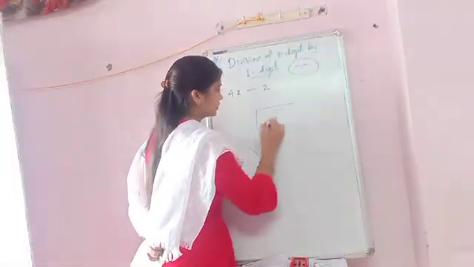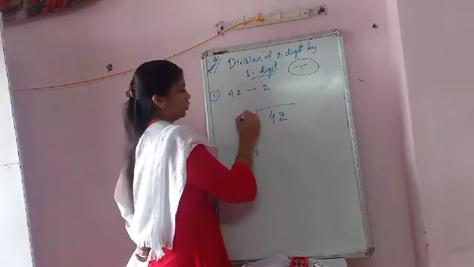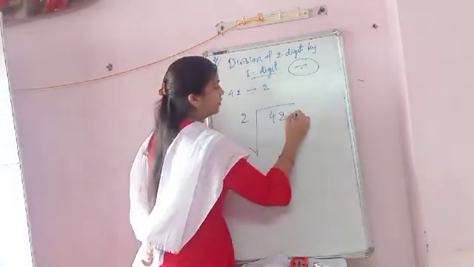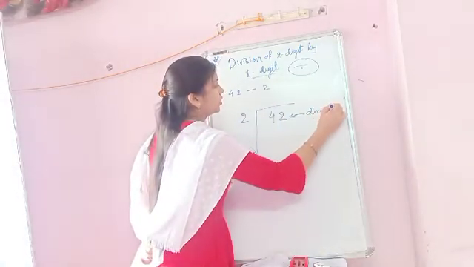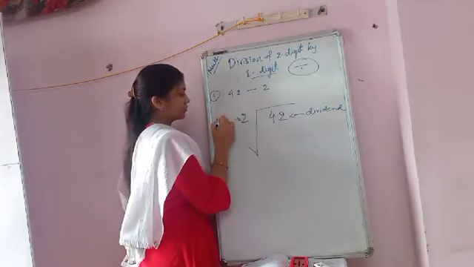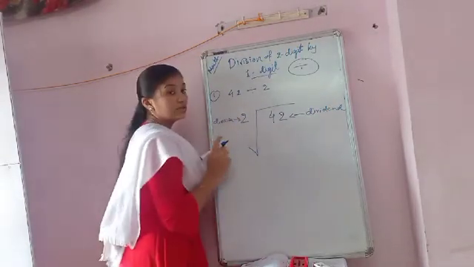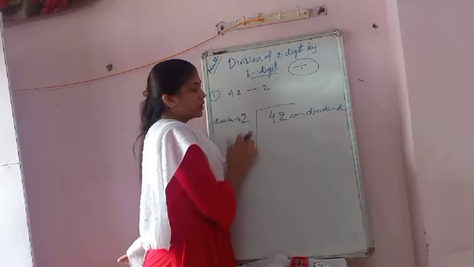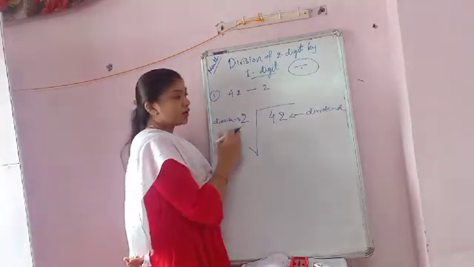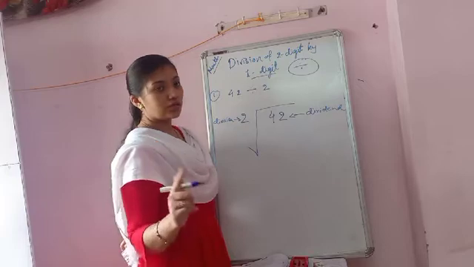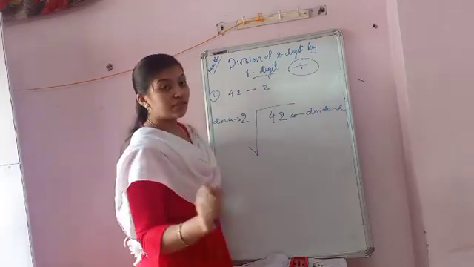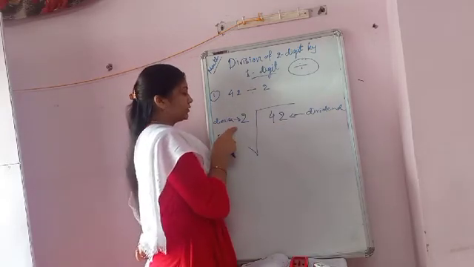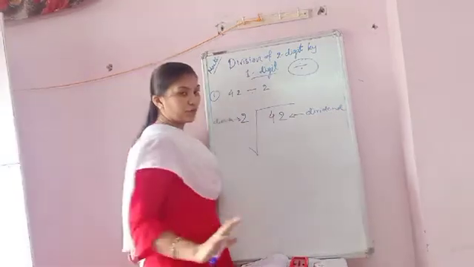So arranging this, 42 divided by 2. Now we have a dividend. We have a divisor. In a one digit to one digit division, what we have to do, we are comparing the numbers. This divisor is compulsory smaller than the dividend. First condition: the divisor is compulsory smaller than the dividend. You can see, dividend is 42, divisor is 2. So 2 is smaller than 42.